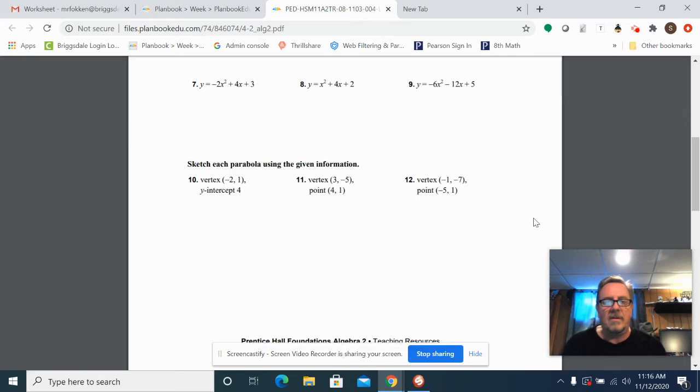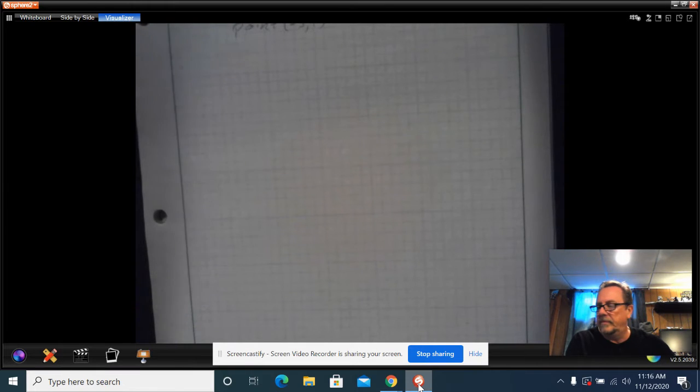Goodness sakes. Number 12 says we've got a vertex at -1, -7, and we've got a point. What's the point? The point is at -5, 1. Oh, and we're supposed to sketch the parabola. Great. I don't have a ruler with me. Oh well.